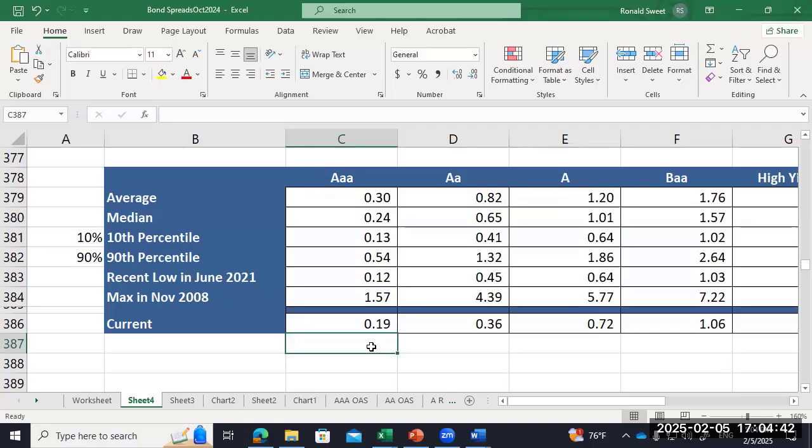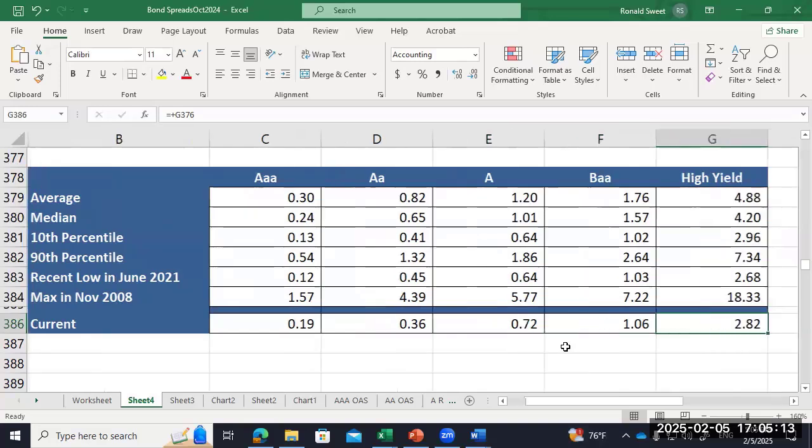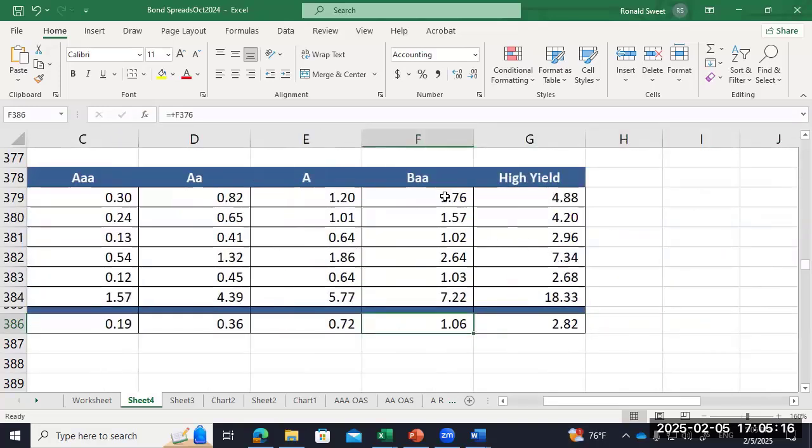What's the probability a AAA bond will default in the next 10 years? Not zero, but pretty low, like 1%. The AA pays you 36 now, but historically it's paid 82. So last October, spreads were very, very narrow. Single A, historically it paid you 120 basis points. Last October was only 72.